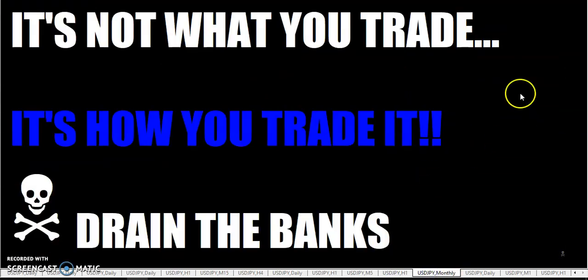So fellow traders, that's just a few more ways to use range. Using it as targets, once again, identifying potential reversal areas because it's not what you trade, it's how you trade it.